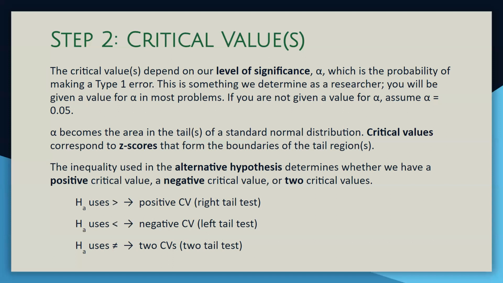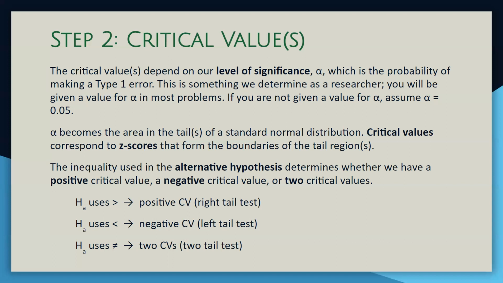If it's a not equal to in the alternative, you're going to have 2 critical values. They will be the same number. One will be positive, one will be negative, because we have 2 tails. Not equal to could be less than or greater.